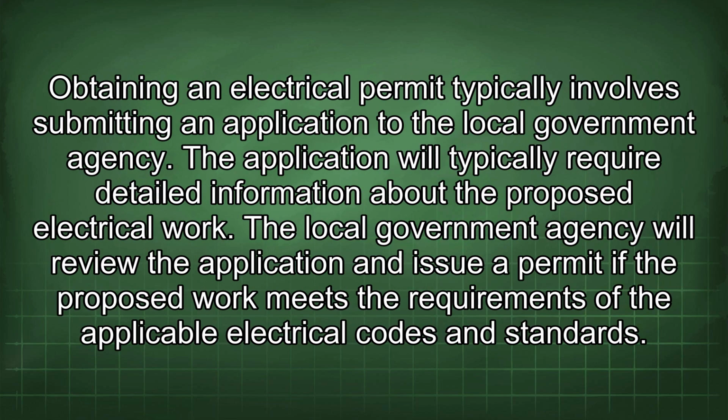Obtaining an electrical permit typically involves submitting an application to the local government agency. The application will typically require detailed information about the proposed electrical work. The local government agency will review the application and issue a permit if the proposed work meets the requirements of the applicable electrical codes and standards.